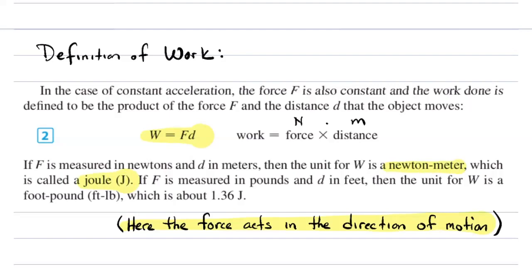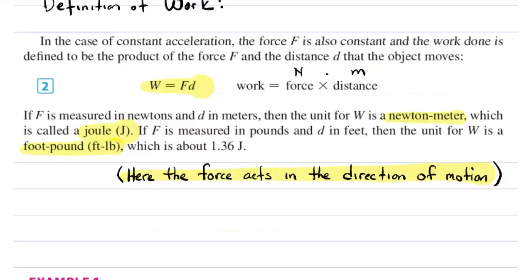If we're measuring the force in pounds, then the distance would be measured in feet. So we just call the units on work foot pounds. Okay, 1 foot pound, the author has calculated for us, is approximately 1.36 joules. Okay, good. So that's the definition of work. It requires a constant force acting in the direction of motion.